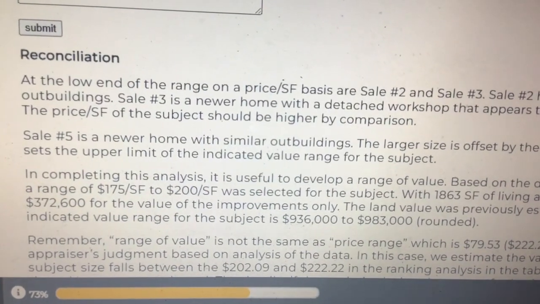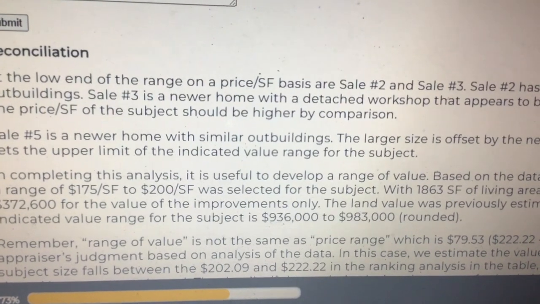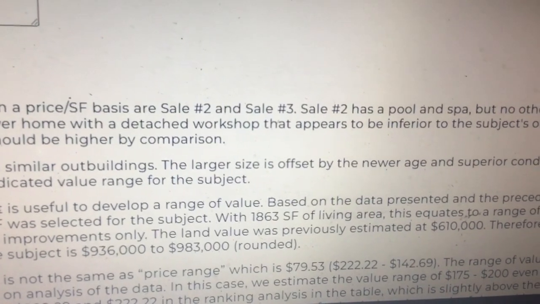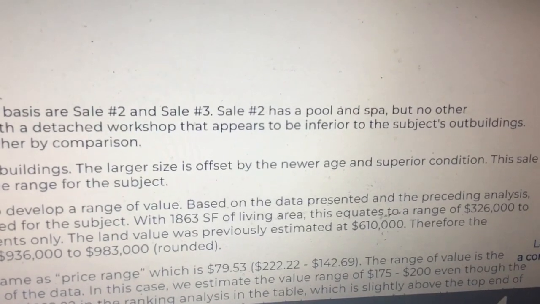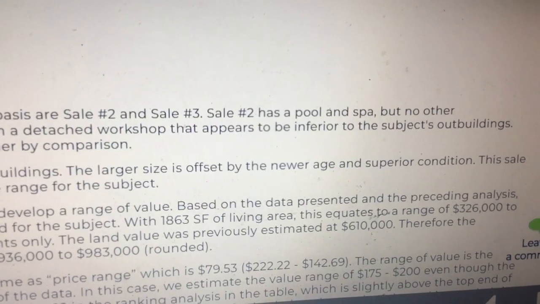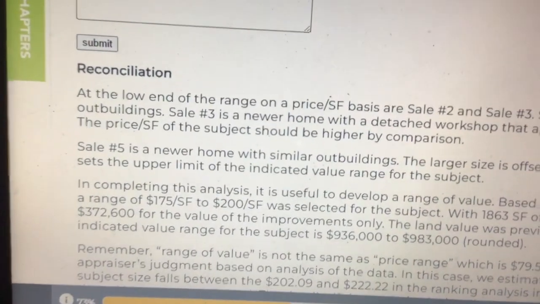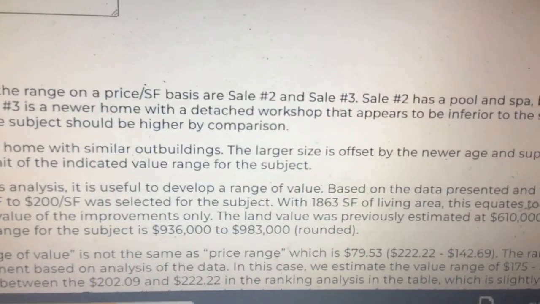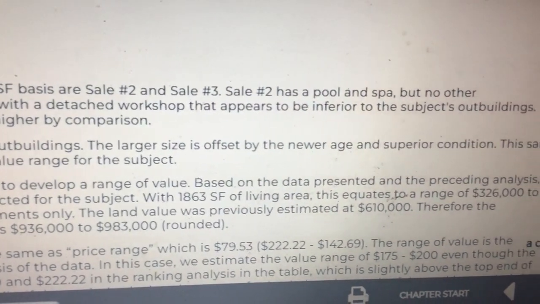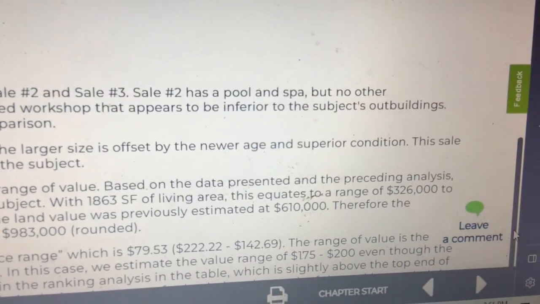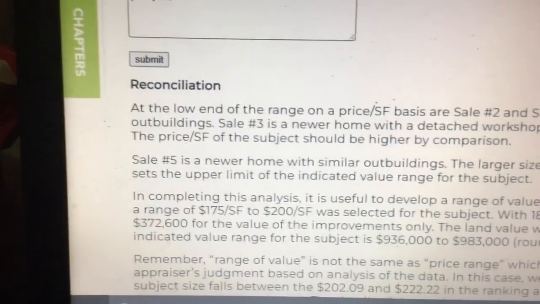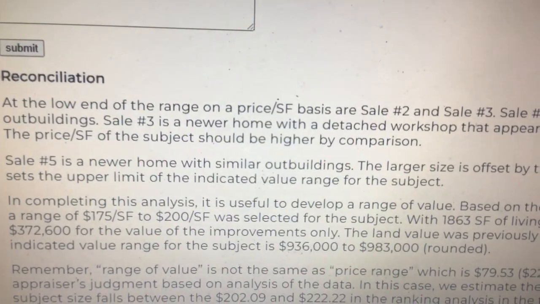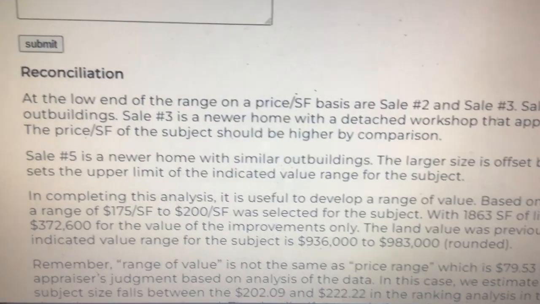At the low end of the range on a price per square foot basis are sale number 2 and sale number 3. Sale number 2 has a pool and spa, but no other outbuildings. Sale number 3 is a newer home with a detached workshop that appears to be inferior to the subject's outbuildings. The price per square foot of the subject should be higher by comparison.